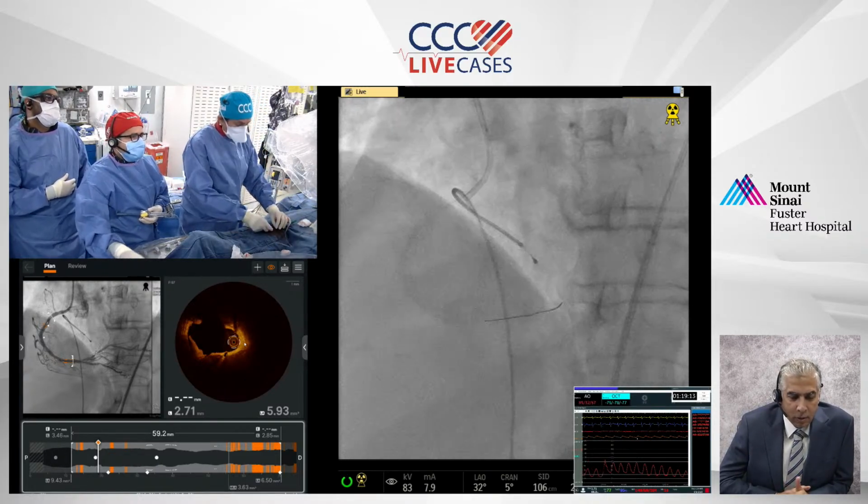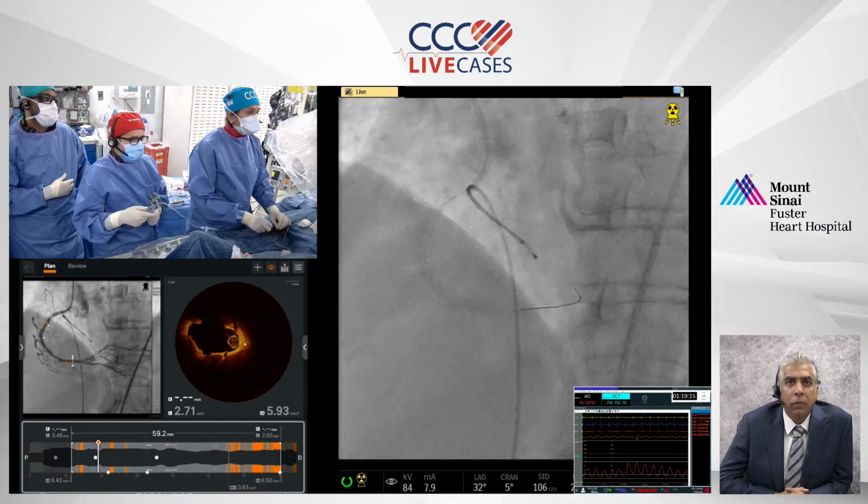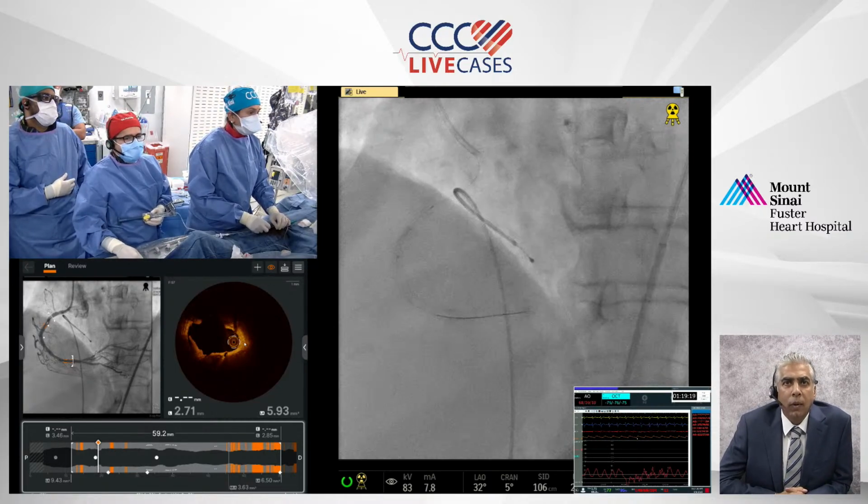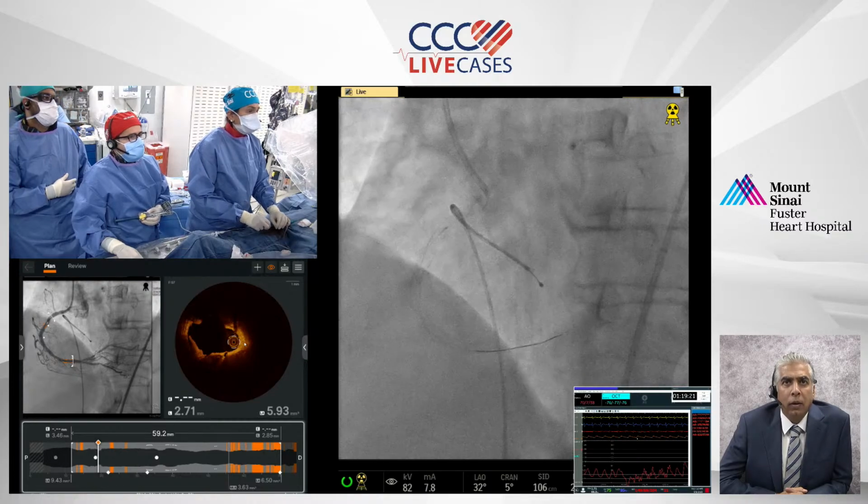If I cannot get the 4.0 distal to the acute angle, I think we'll just do the OCT and be done with it. Okay, let's see. No, it's giving me a hard time.